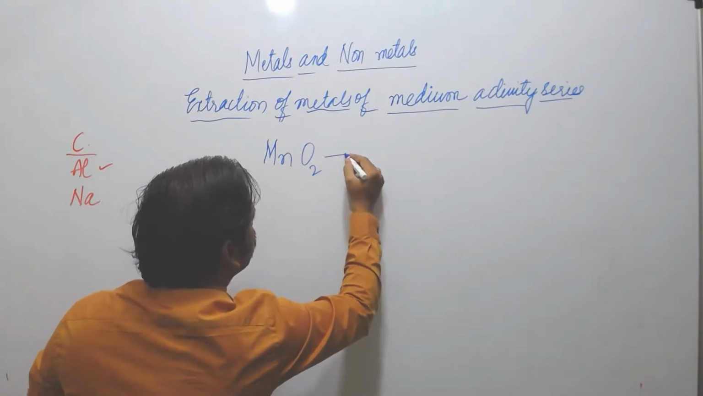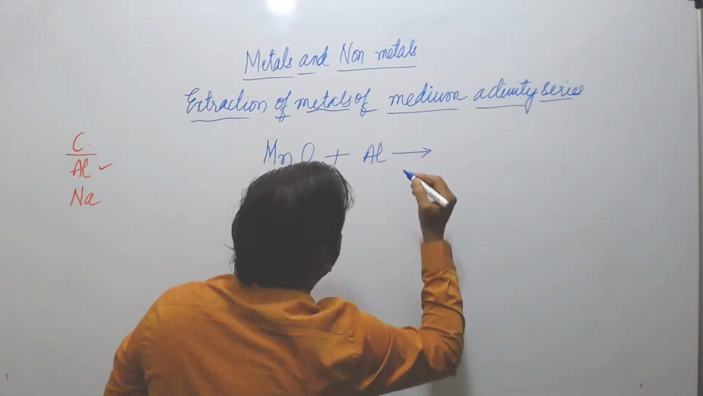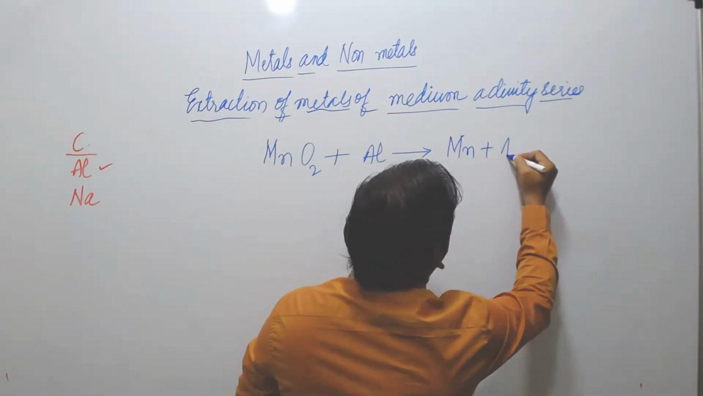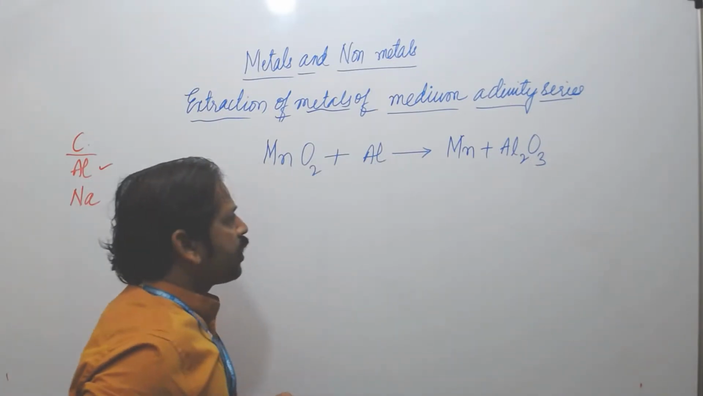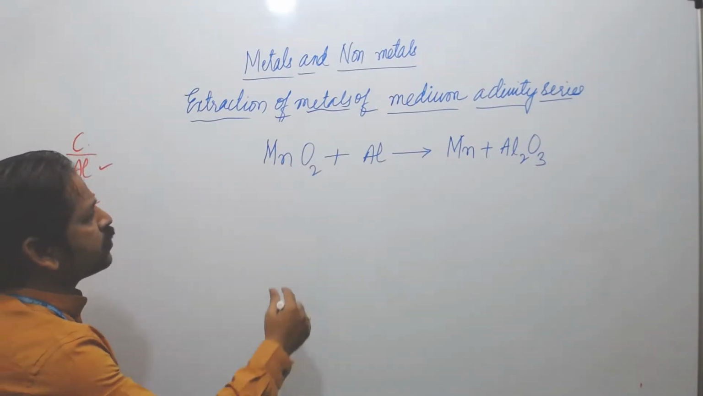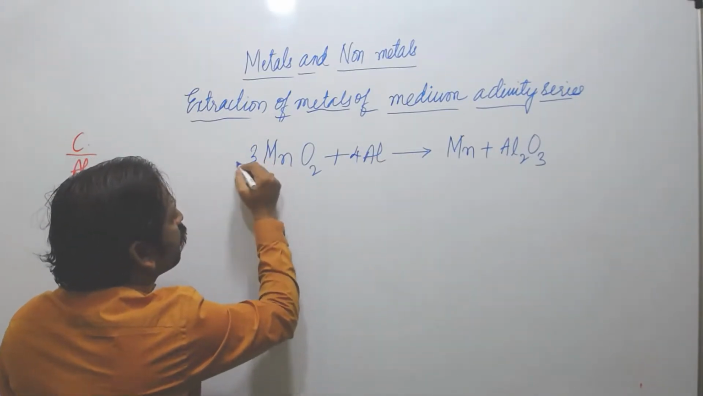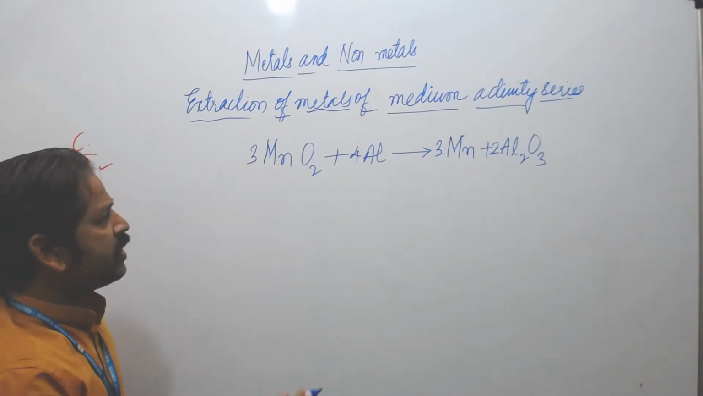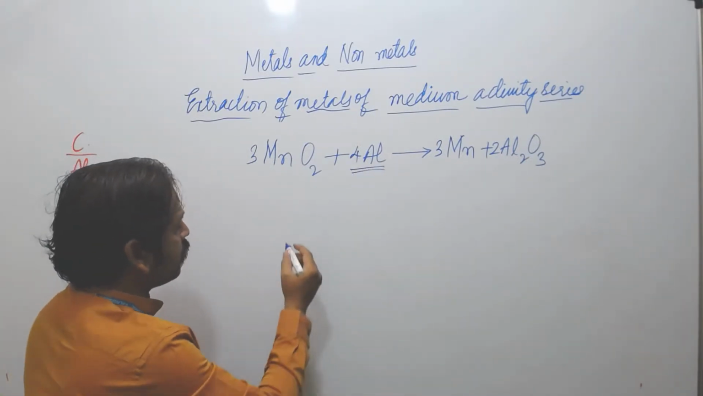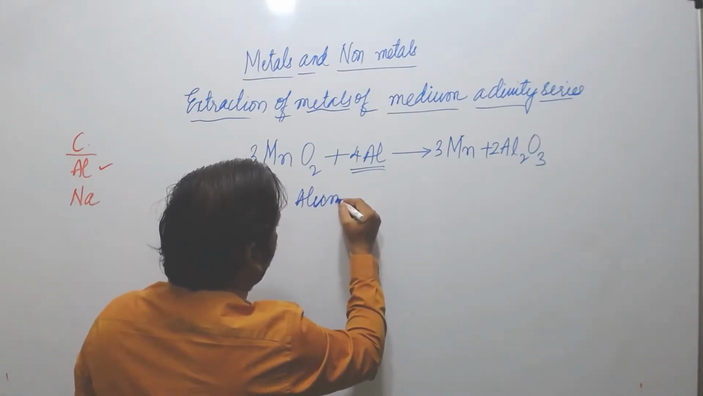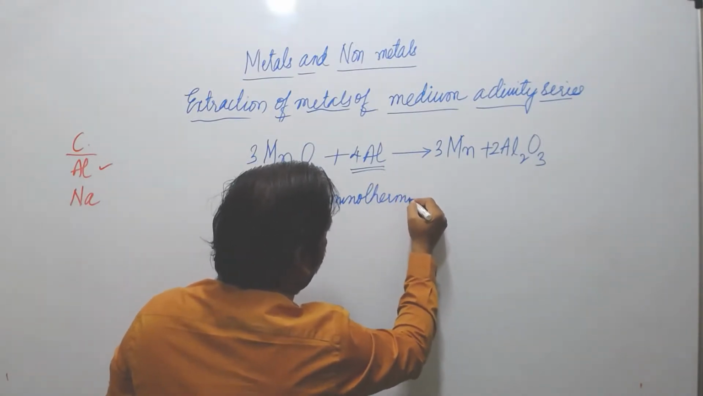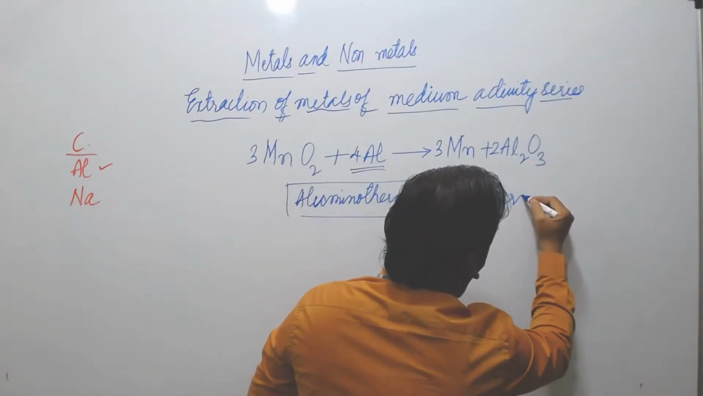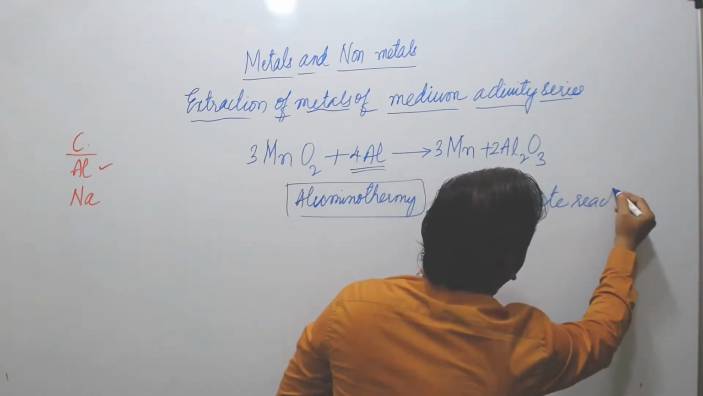Manganese oxide is reacting with the aluminum to form manganese and aluminum oxide. Okay, here to balance it, 4Al, 3Mn. This use of aluminum is also called aluminothermy, or the best word is thermite reaction.